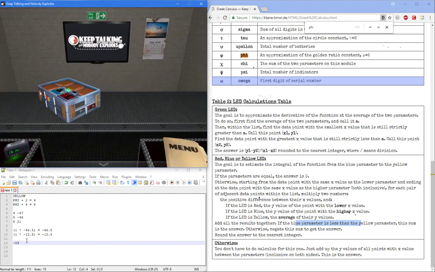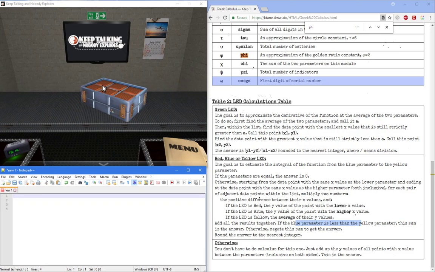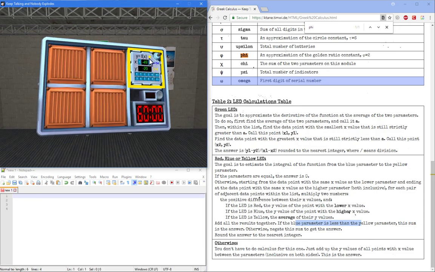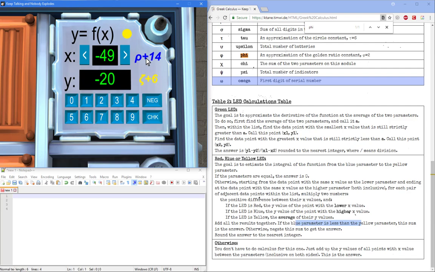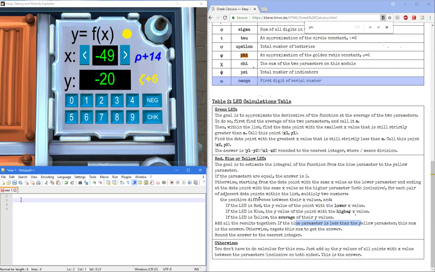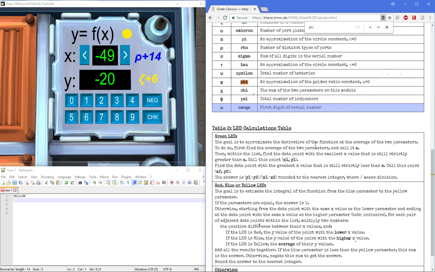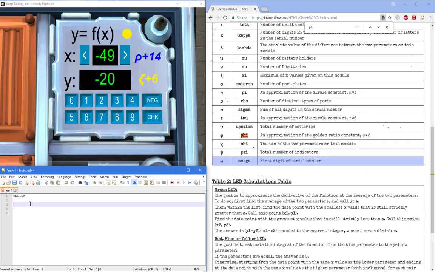We'll do one more as diffuser and expert. Diffuser is going to give us yellow, then yellow, then I forgot what this one is. Rho, yeah, rho plus 14, and zeta plus 6.